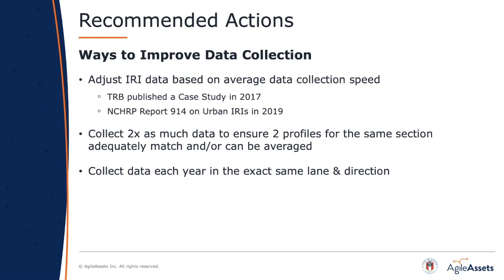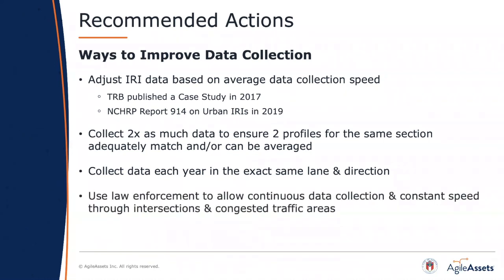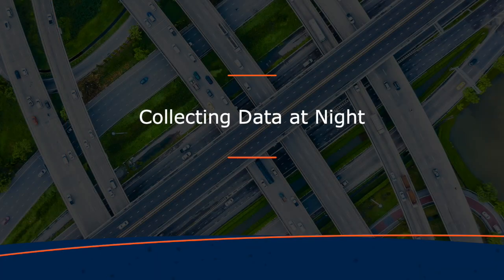We can also use law enforcement to allow continuous data collection and more constant speed through intersections and congested traffic areas. Another way to improve data collection is to collect at night to do surveys when traffic flows are lower. I know in a previous role when I was running survey operations, we did all of our urban surveys at night to minimize the impacts of the stop-start and try and get better roughness data.